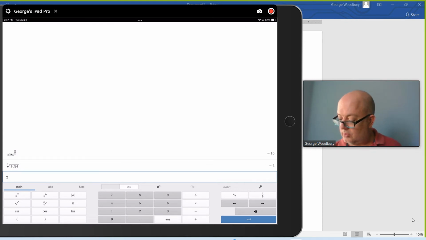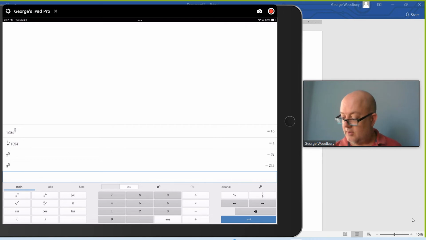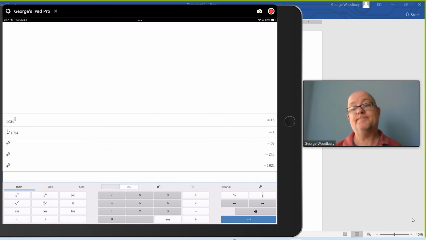I said 2 to the 5th power, 32, too small. 3 to the 5th power, 243, too small. 4 to the 5th power, there was my 1024. So a few different ways to get there. They all lead to the same place at the end, though, and that is x equals 16.